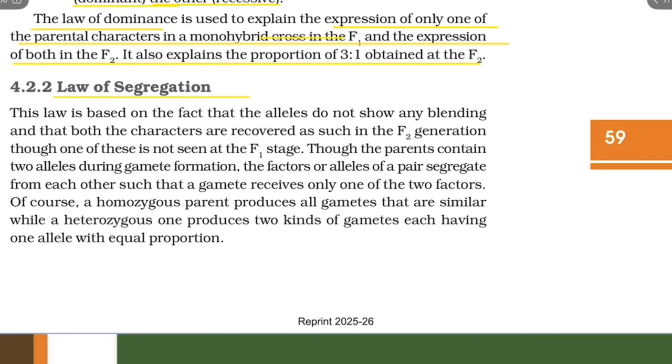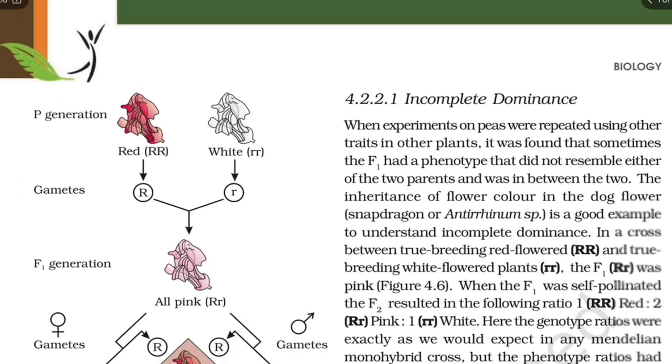Law of segregation. This law is based on the fact that alleles do not show any blending and that both the characters are recovered as such in the F2 generation. So the one that was not seen at the F1 stage stays through, as the parent contributes alleles during gamete formation. The factors or alleles of a pair segregate from each other such that a gamete receives only one of the two factors. Of course, a homozygous parent produces all gametes that are similar, while a heterozygous one produces two kinds of gametes, each having one allele, in equal proportion.